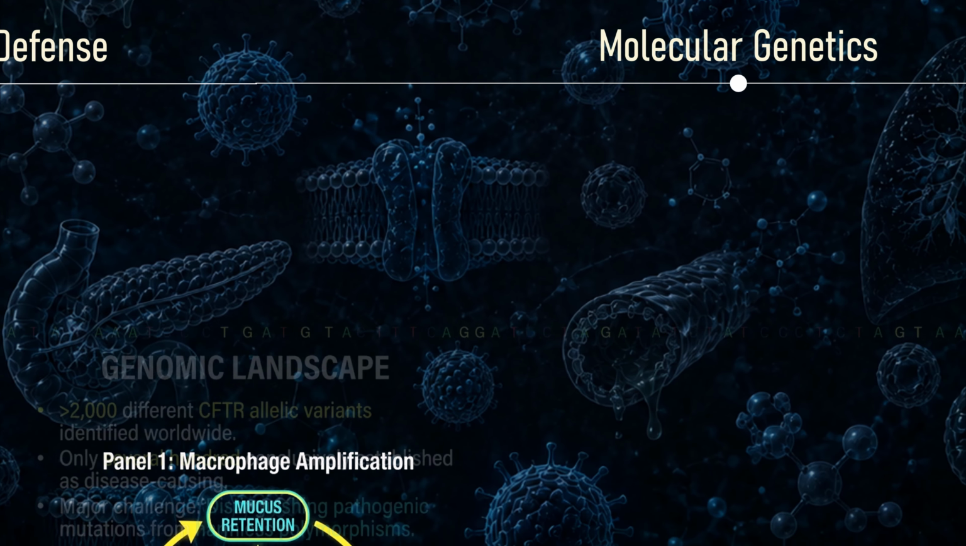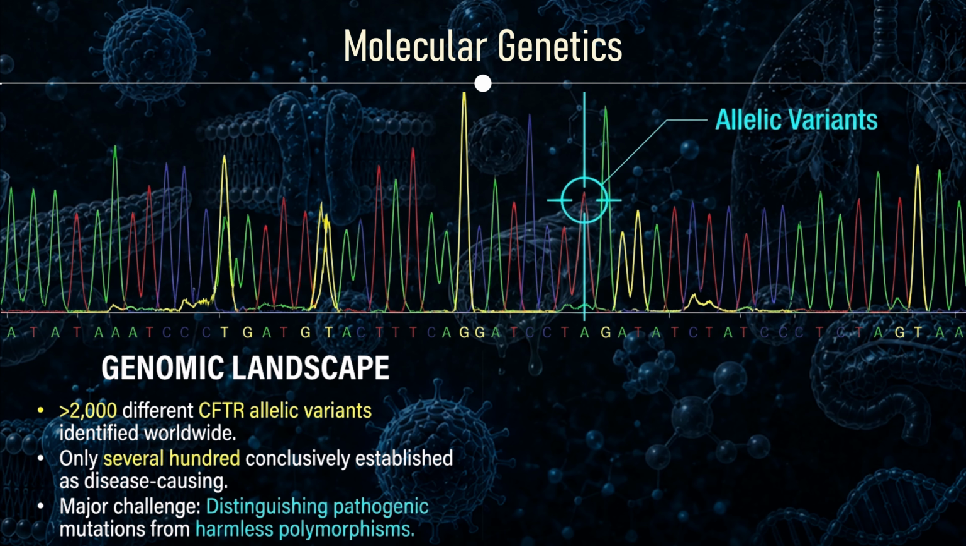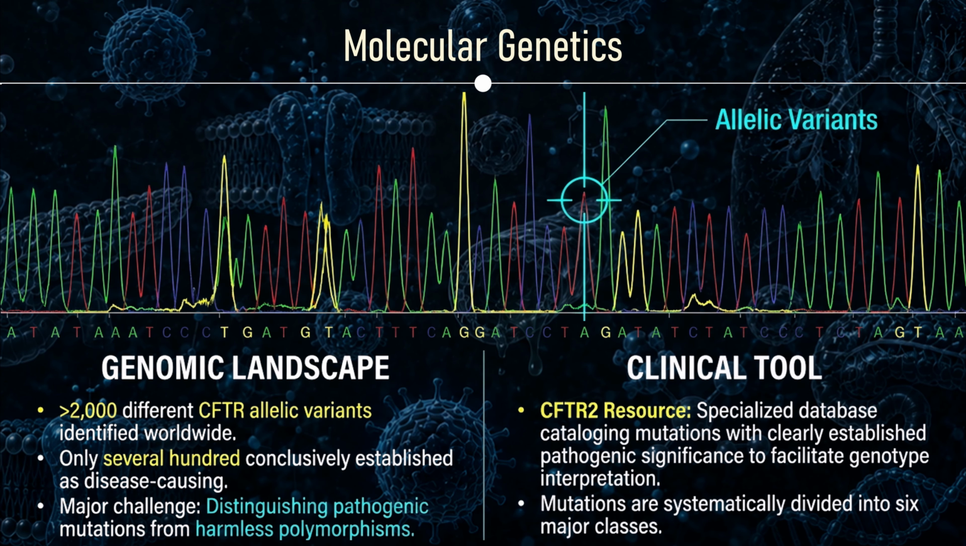Moving from pathophysiology to molecular genetics, more than 2,000 different CFTR allelic variants have now been identified worldwide. However, only several hundred of these mutations have been conclusively established as disease-causing. Distinguishing pathogenic mutations from harmless polymorphisms can sometimes be challenging, particularly when novel sequence variants are identified. To address this problem, specialized databases such as the CFTR2 resource have been developed to catalog mutations with clearly established pathogenic significance and facilitate genotype interpretation.